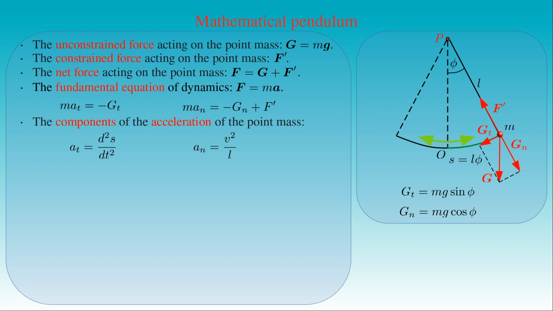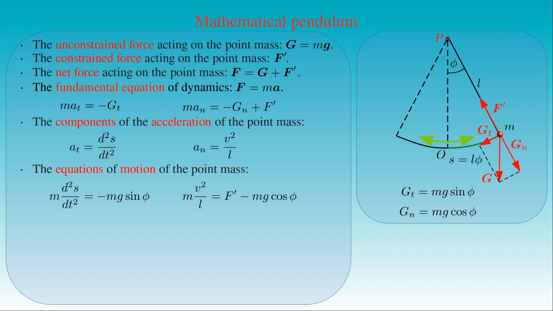By substituting the components of the acceleration of the point mass and the force acting on it, we obtain the equations of motion of the pendulum, which are the following. In the tangential direction, the mass m times the second-order derivative of the arc length s with respect to the time t is equal to minus the mass m, times the magnitude of the gravitational acceleration g, times sine phi. In the normal direction, the mass m times the square of the speed v divided by the length L is equal to the magnitude of the force F prime, minus m times g times cosine phi.